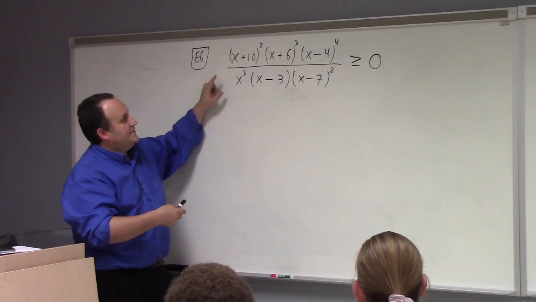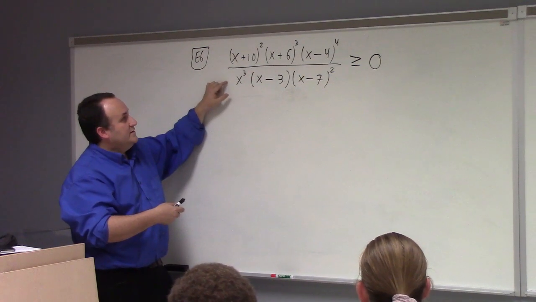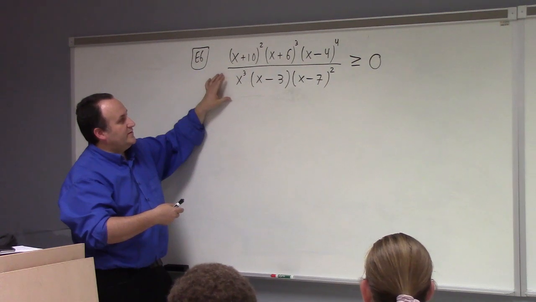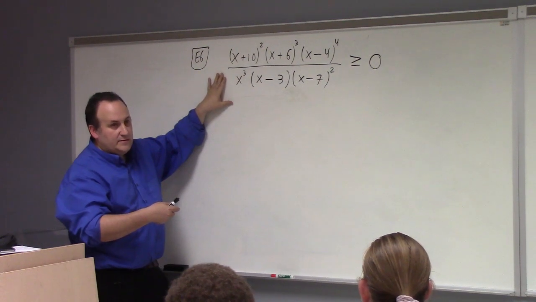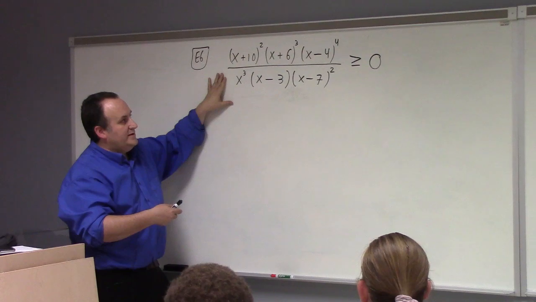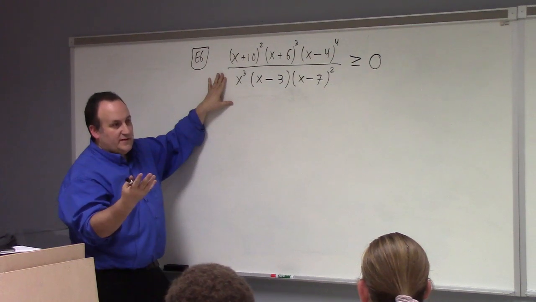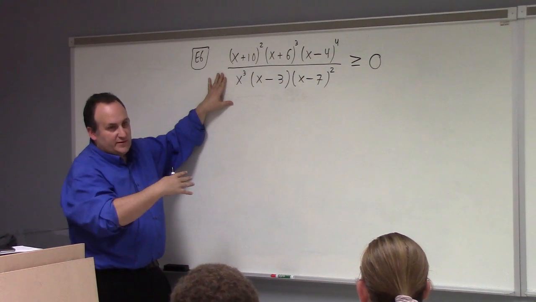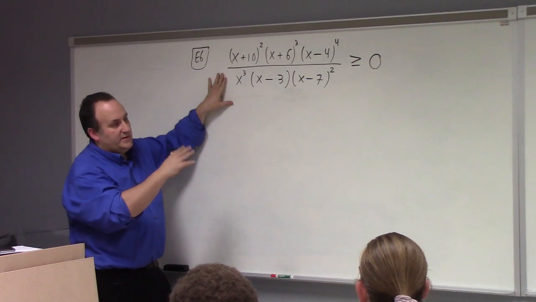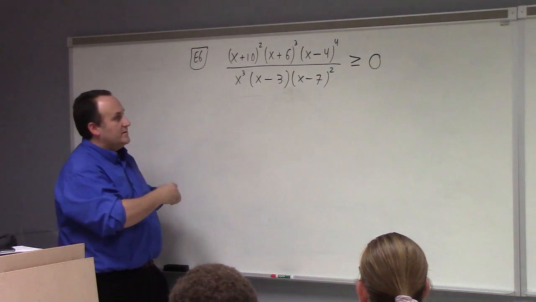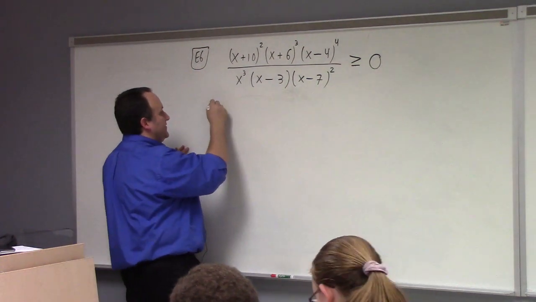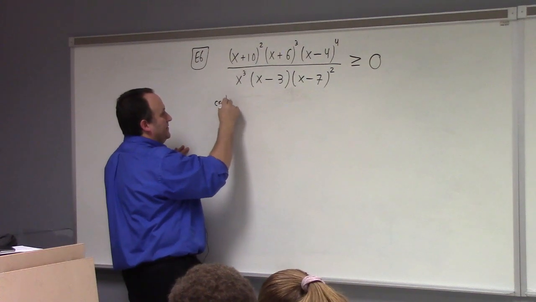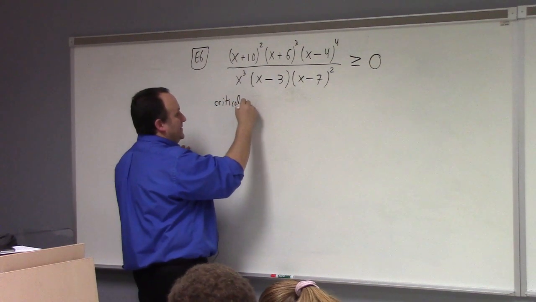So anyway, this has how many interesting numbers? Well, there's 6 interesting numbers here, right? So we need to expand our idea of critical number to either be places where the numerator is 0 or where the denominator is 0, right? So these are all, I would call them critical numbers here. They're places where the expression could change sign, all right?